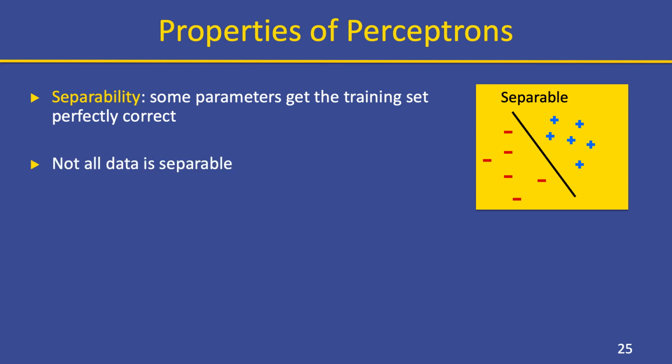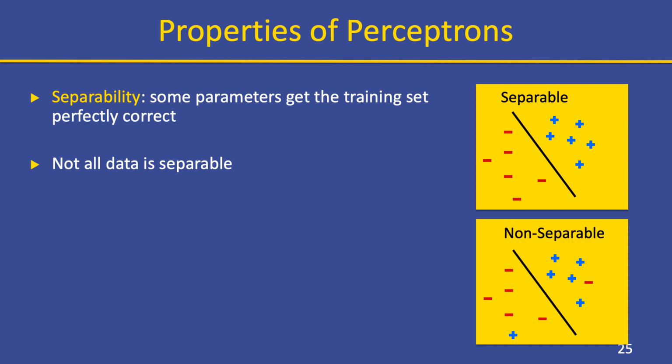Unfortunately, not all data is separable. So we may have data like this. Here there's a negative example here in the middle of the positives, and there's a positive example here in the middle of all the negatives. So this may be due to noise in the data. This may be due to labeling mistakes. There is no way we can find a linear boundary here that would divide this plane into two regions where we have positive data on one side and negative data on the other side.